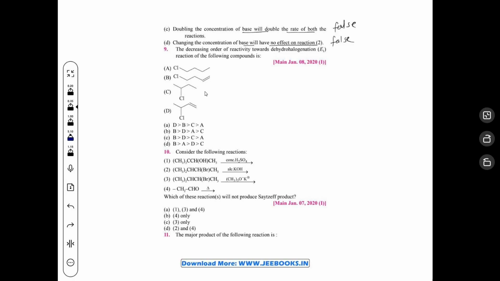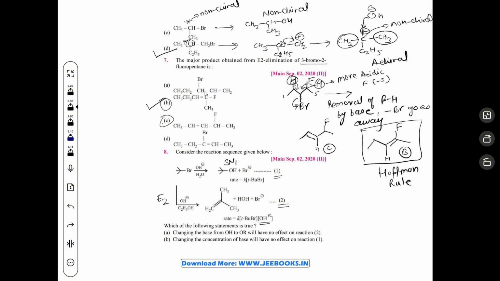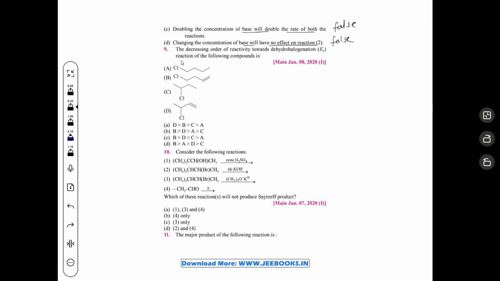So this is also a false statement. So the correct answer is B. This is the correct answer. Now moving to question number 9.